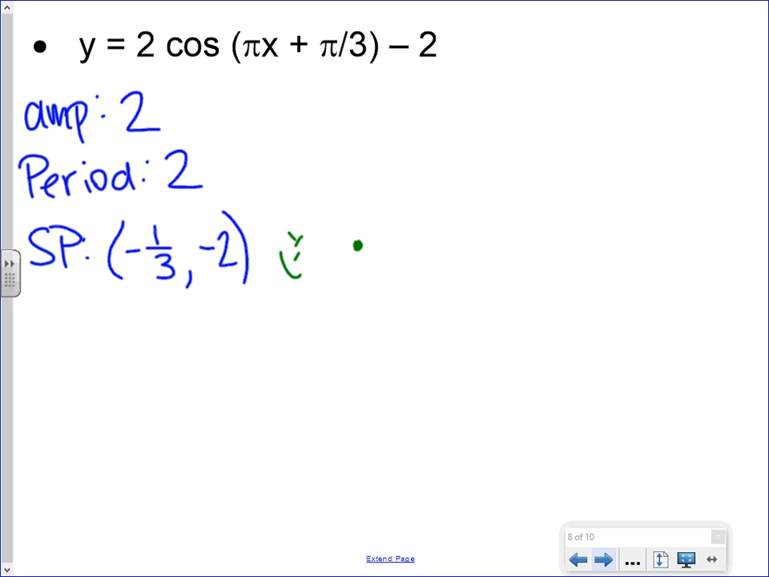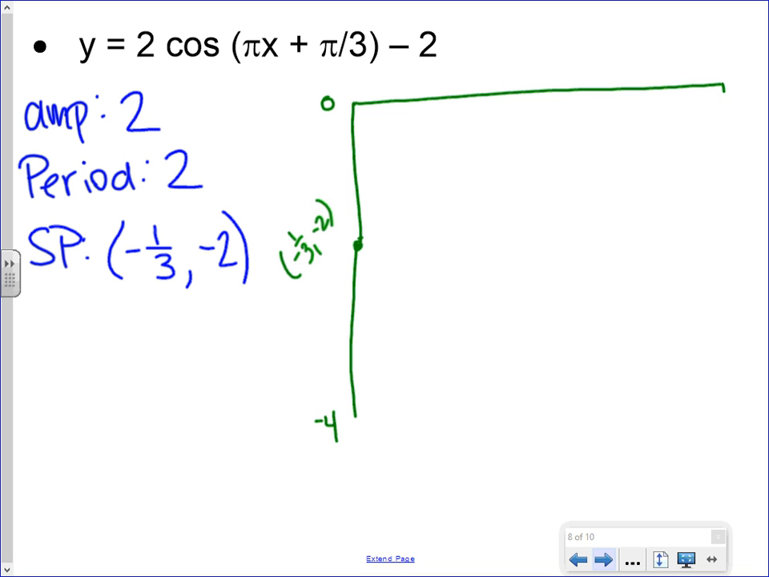Our starting point is negative 1/3, negative 2. How far do we draw up from there? 2. So now where are we on the y-axis? We're at 0. Okay, and then we're going to draw down that same amount. So now we're at negative 4. Okay. We're going to draw over the length of the period.